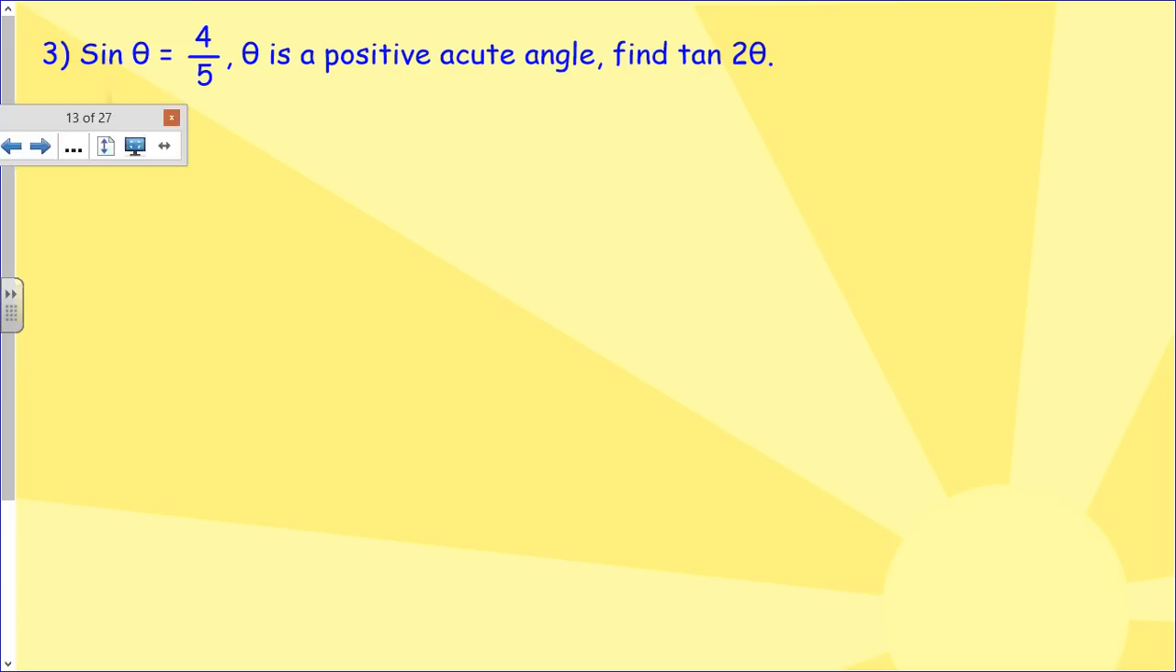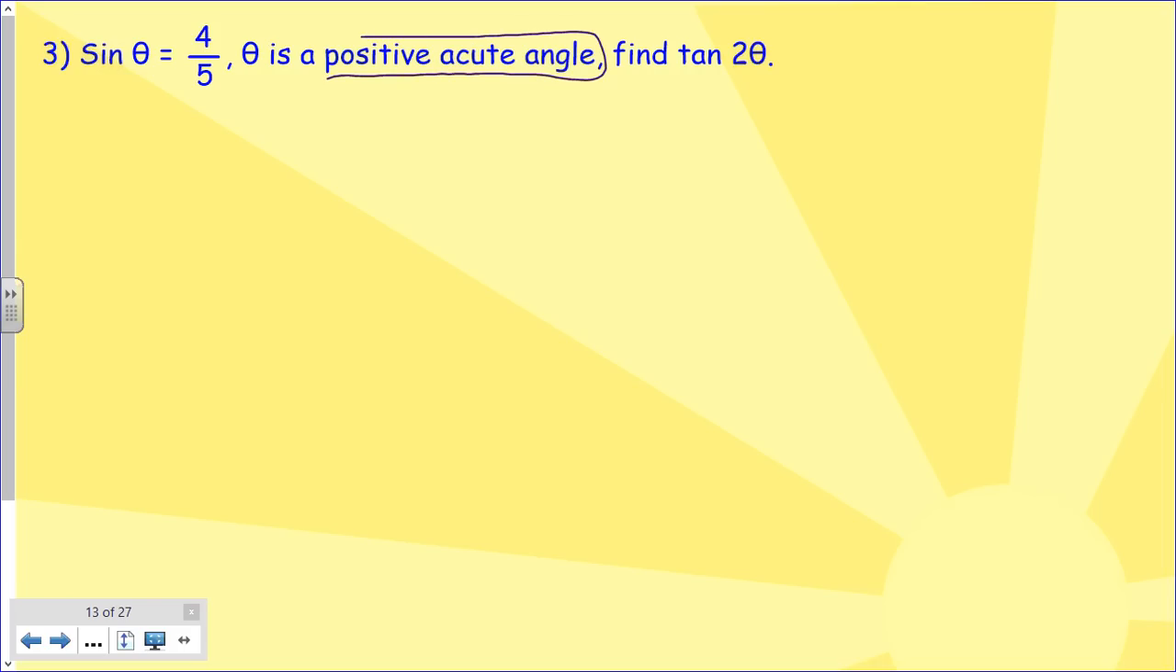All right, put this on here so we can see. The sine of theta is equal to 4/5. Theta is a positive acute angle. Positive acute angle means I have to be in quadrant 1. Find tangent of 2 theta. Well, the tangent of 2 theta requires me to have the tangent of the angle.